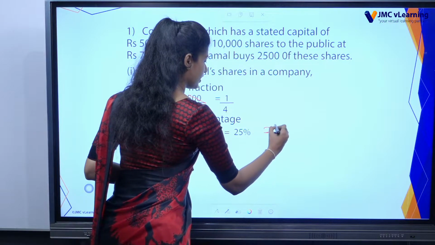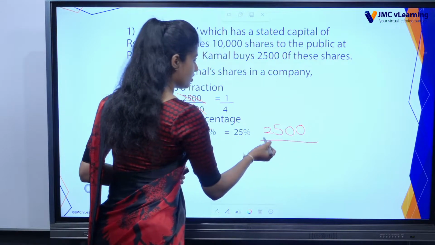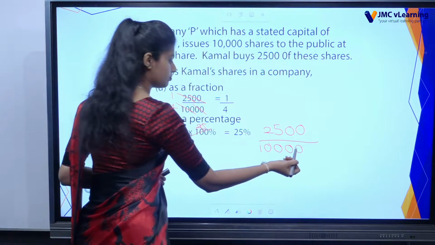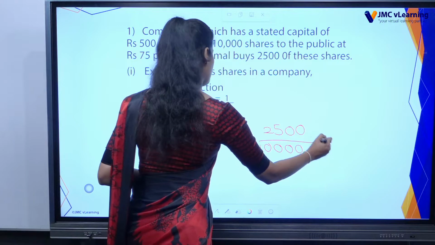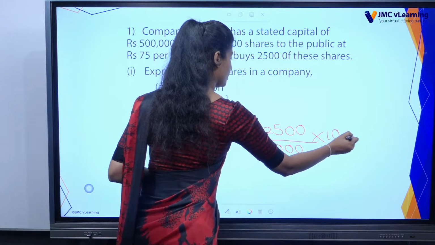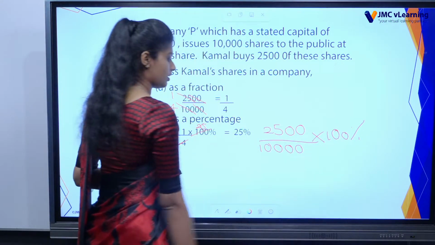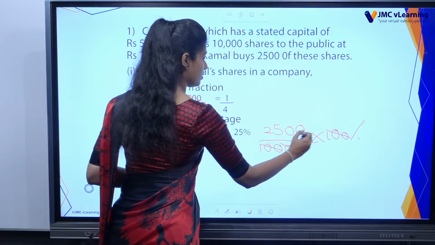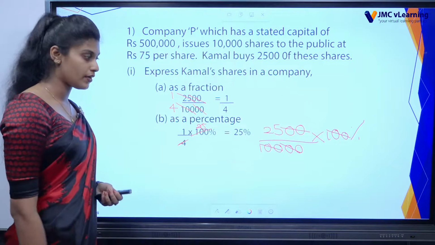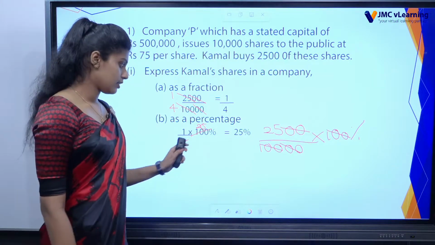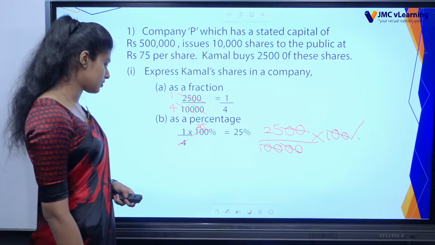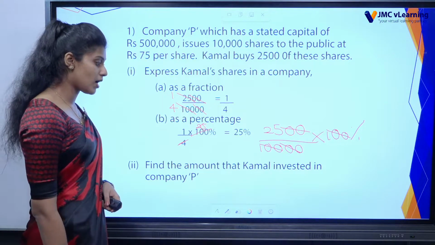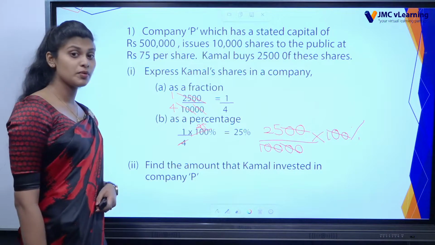You can use this fraction also to find the same answer. We will find it like this. 2,500 over 10,000 multiplied by 100%. Then cut 2 zeros. These 2 zeros. Left only 25. That means 25%. There are 2 methods.